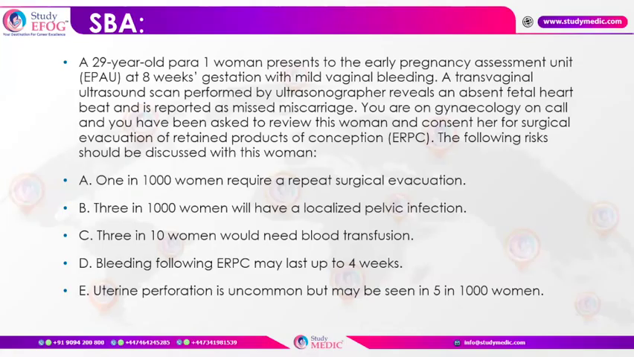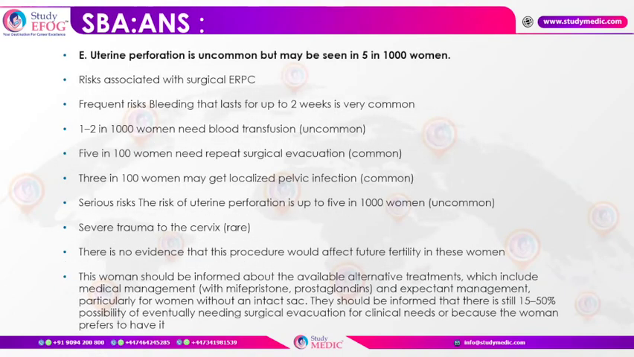The following risks should be discussed with this woman. A, one in 1,000 women require repeat surgical evacuation. B, 3 in 1,000 women will have localized pelvic pain. C, 3 in 10 women would need blood transfusion. D, bleeding following evacuation of retained products may last up to 4 weeks. E, uterine perforation is uncommon but may be seen in 5 in 1,000 women. Whenever we are going to consent, we have to discuss all options with this patient. So, the correct answer is uterine perforation is uncommon but may be seen in 5 in 1,000 women.